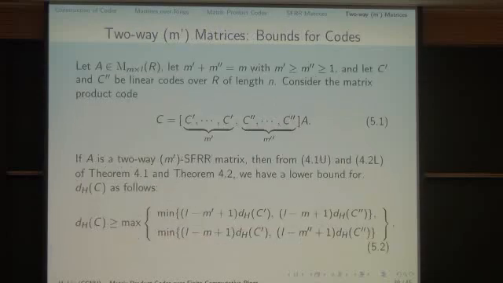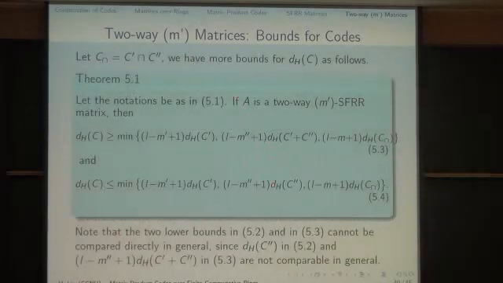By using these special matrices, we can construct a code. That is, M prime, M double prime, and A is a two-way M prime matrix. Then by using our result, we can get this bound for the code C. And for the lower terms in these bounds, we have a similar result. That is, if A is a two-way M prime strongly full rank matrix, then we can get this result.